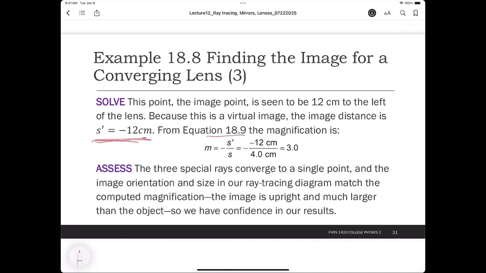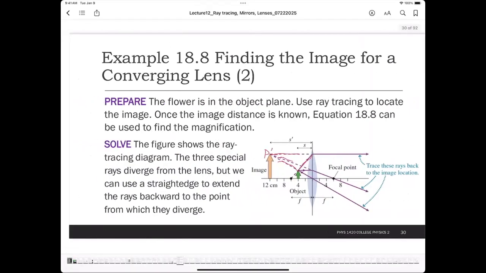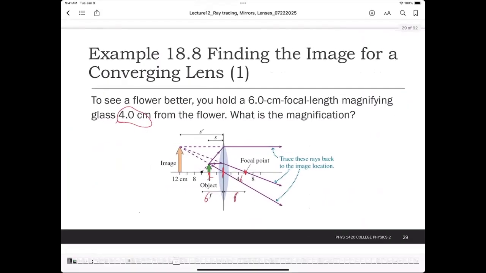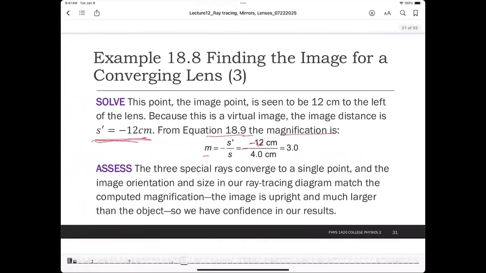From equation 90.9, the magnification is m equals negative s' divided by s, and that equals what? This is negative and this is also negative, and s equals 4. We have already talked about this. This is the question I have given to you, and then we can get the magnification is 3.